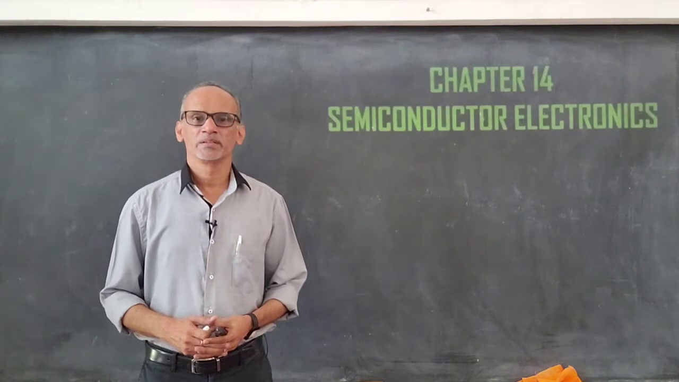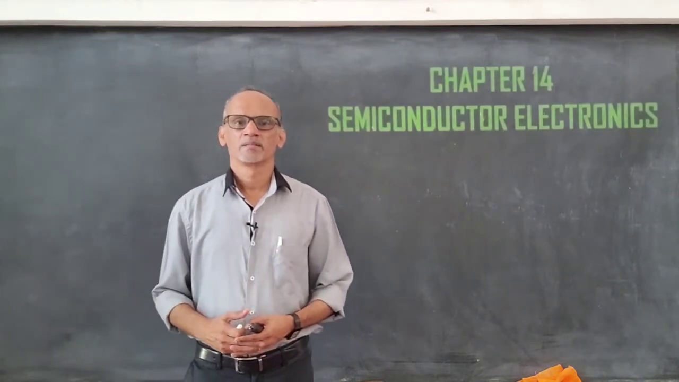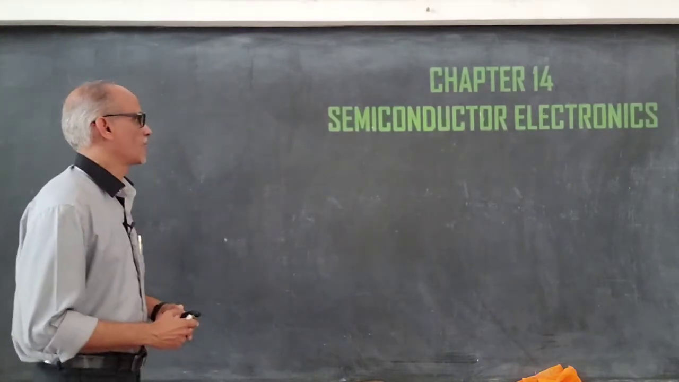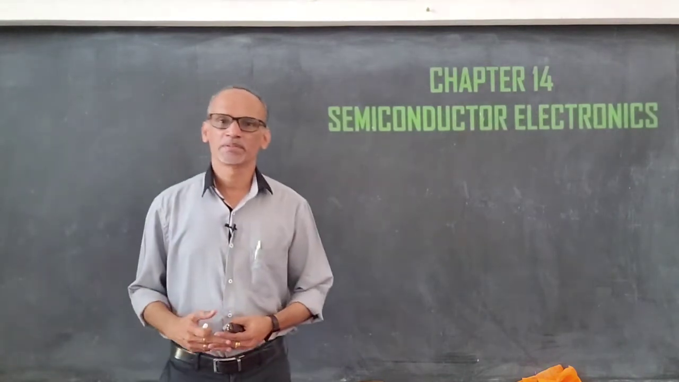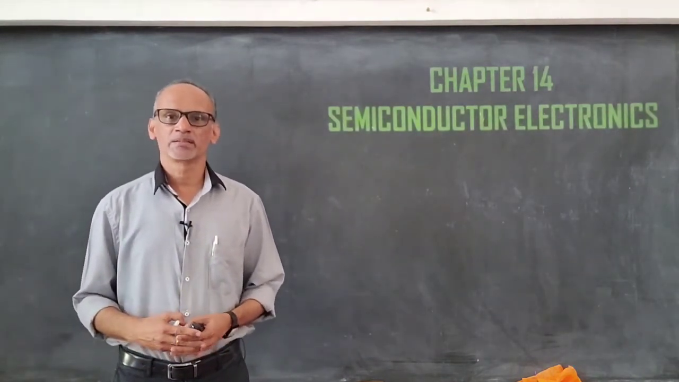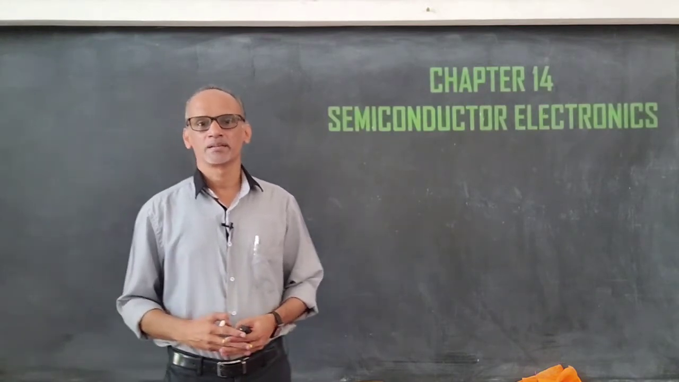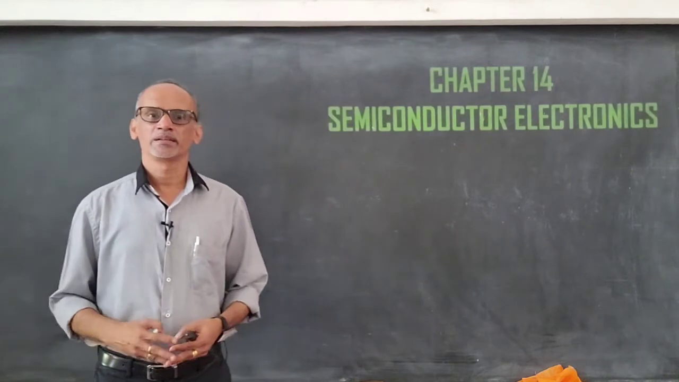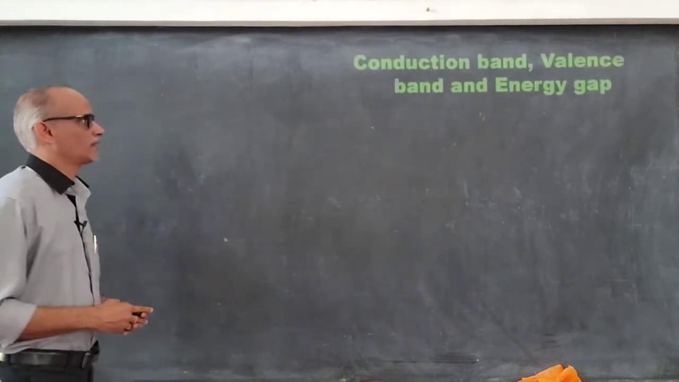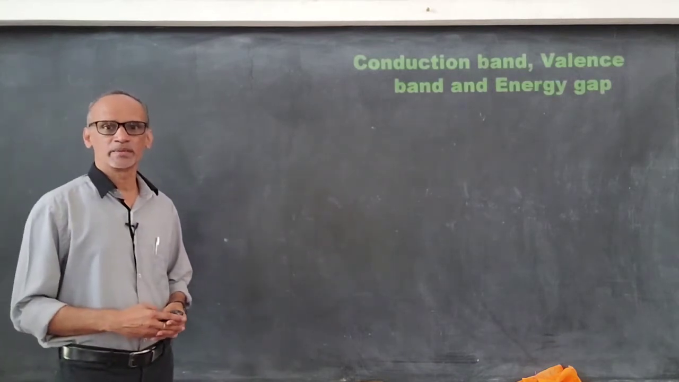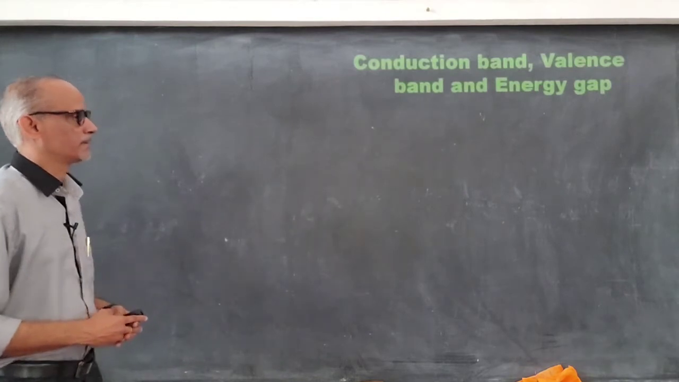Dear students, in today's session, we will be learning an important chapter, Semiconductor Electronics. In this chapter, we will be learning more about the semiconductor, the properties of the semiconductor, the various devices that are made on semiconductor and their uses. So, first let us learn certain terms associated with this semiconductor, that is conduction band, the valence band and the energy gap.